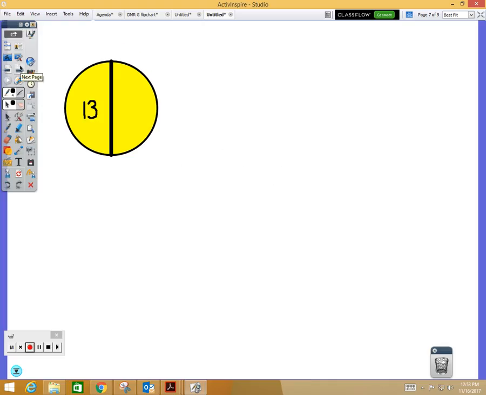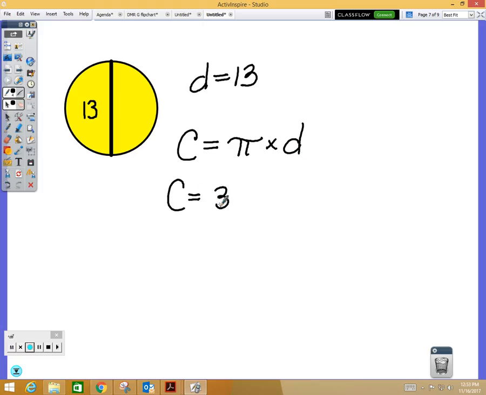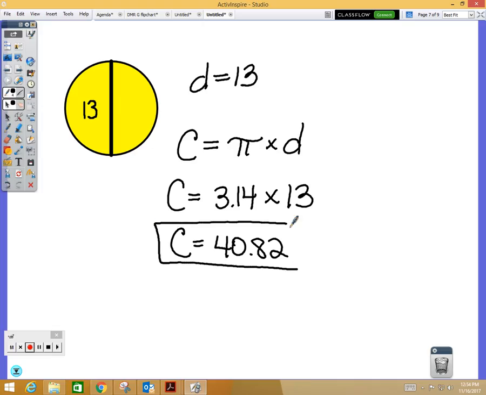And this problem, is this problem picture showing you the radius or diameter? Diameter. So the diameter is 13. So since this picture is showing us the diameter, I'm going to use the formula that has diameter, which is pi times diameter. I don't know circumference yet. I know that pi is 3.14, and I know my diameter in this problem is 13. 40.82. And there it is.